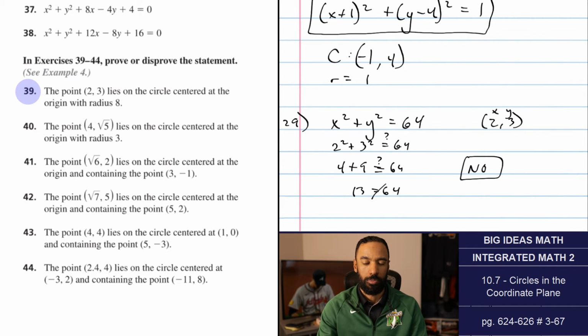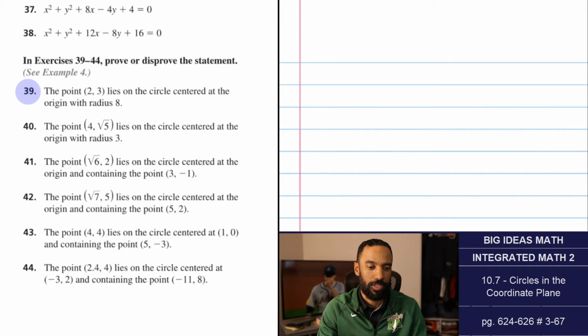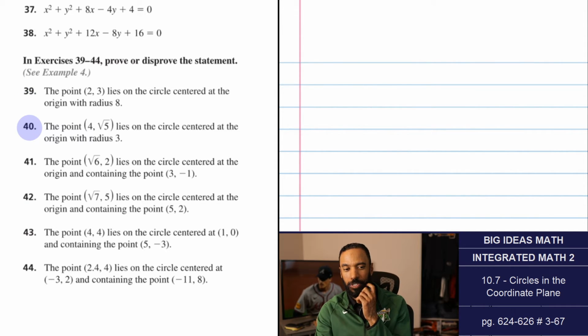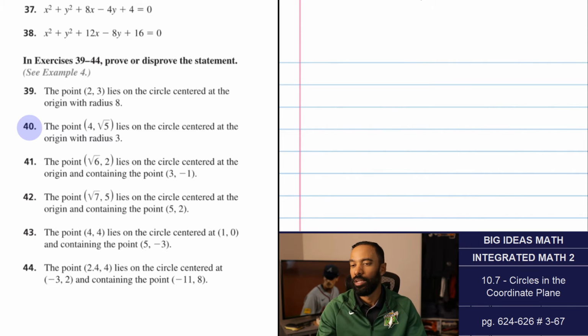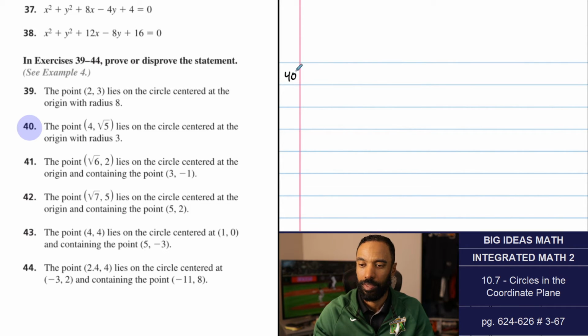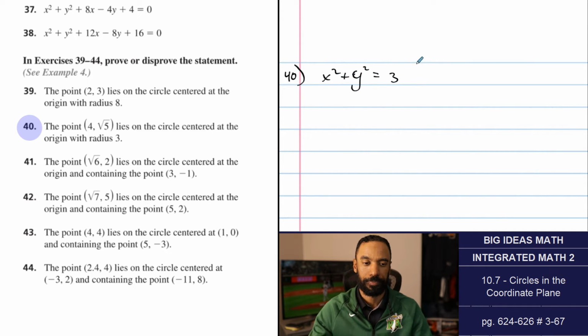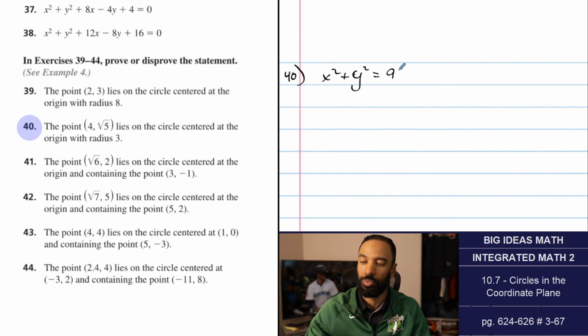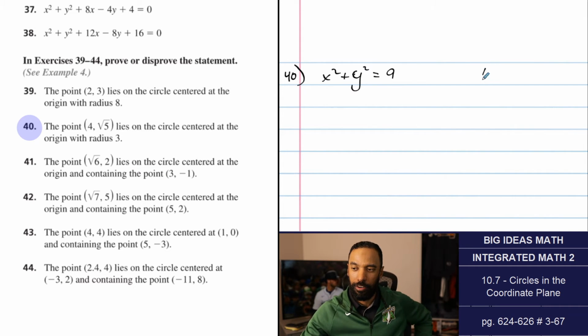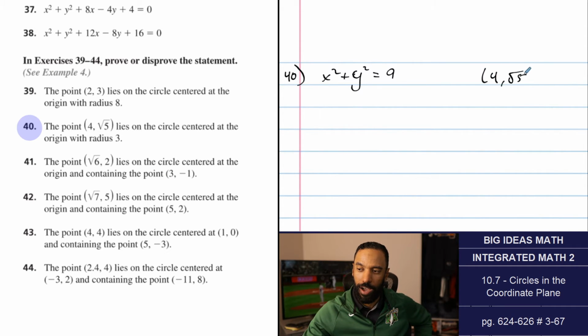They said prove or disprove. I'm just going to use the same thing each time if this is all they're asking. So the point 4, comma, root 5 lies on the circle centered at the origin with radius 3. So this one, centered at the origin, is x squared plus y squared, and then 3 squared is 9. I thought they said root 3. They said root 5. So 3 squared is 9. Let's plug in 4 and root 5.